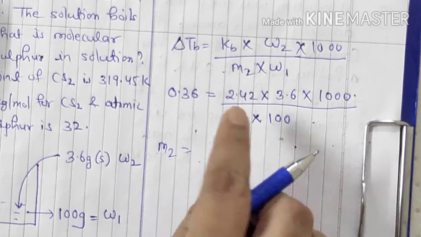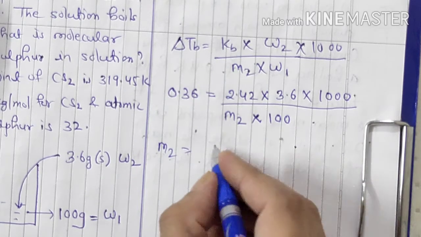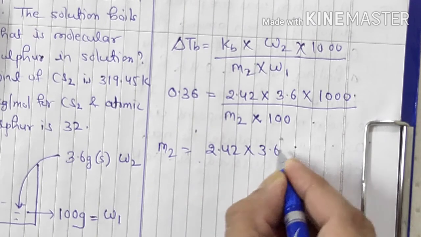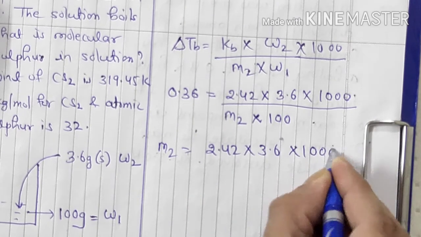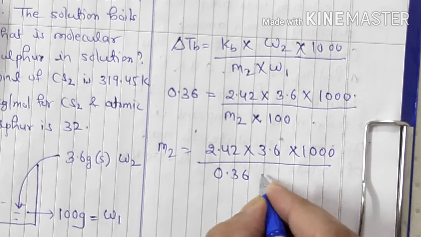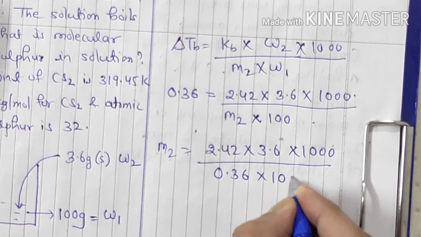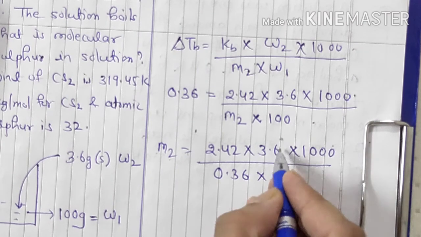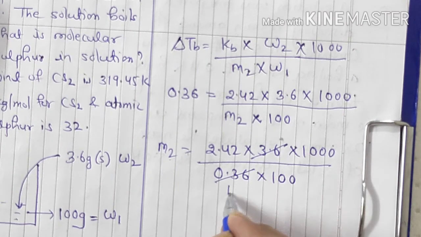So I need to find M2. So M2 will be what? This goes here and this goes here. So 2.42 into 3.6 into 1000 upon 0.36 into 100. Right, student? Okay. Now, 3.6. This is 0. So this will become 10.